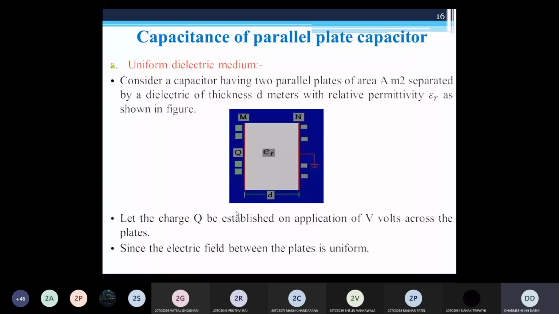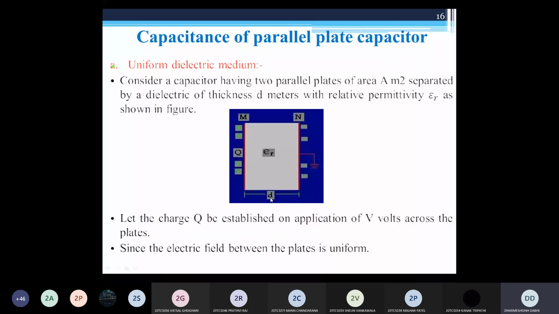point, capacitance of a parallel plate capacitor. So how to measure the capacitance of two parallel plate capacitors in which we have a uniform dielectric medium. Suppose it is air, so we have uniform air between these two plates. If there is any other insulating material, that is uniformly provided between these two plates. So M is the positively charged plate, N is the negatively charged plate. The relative permittivity of this dielectric material is ER. The distance between the two plates is D.